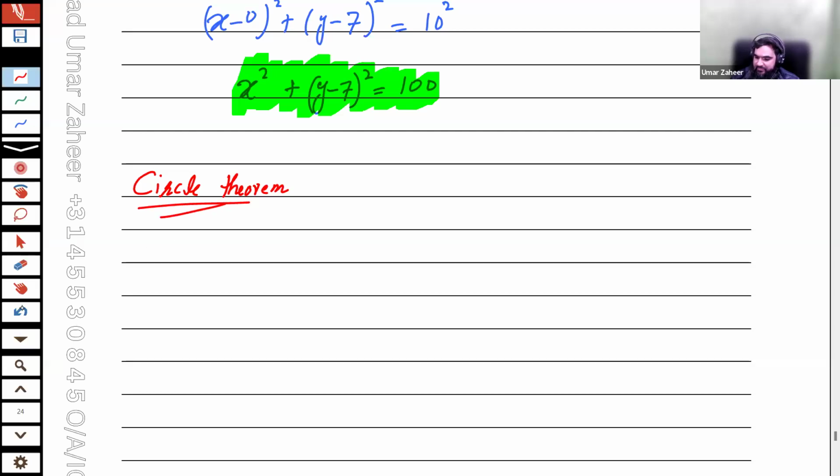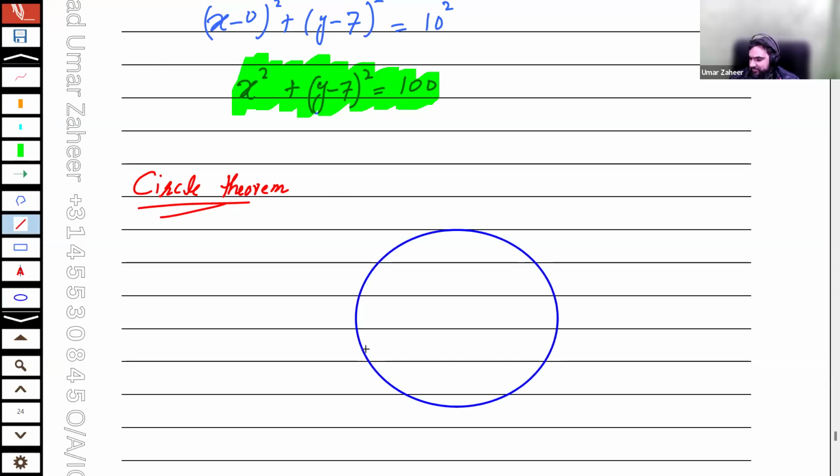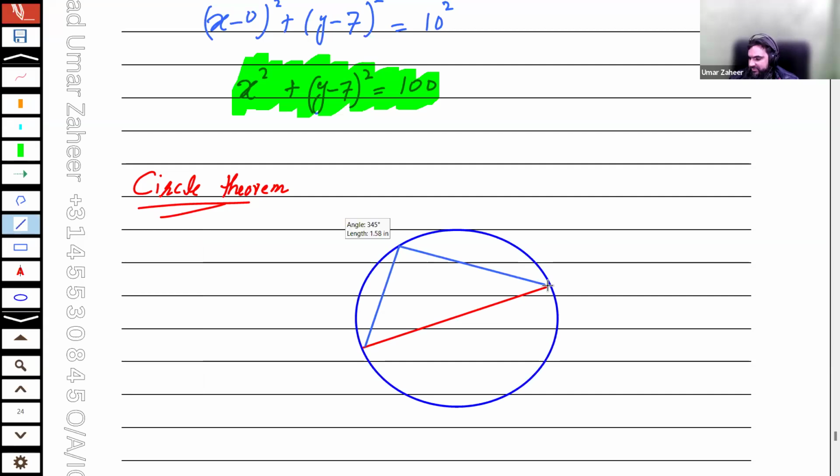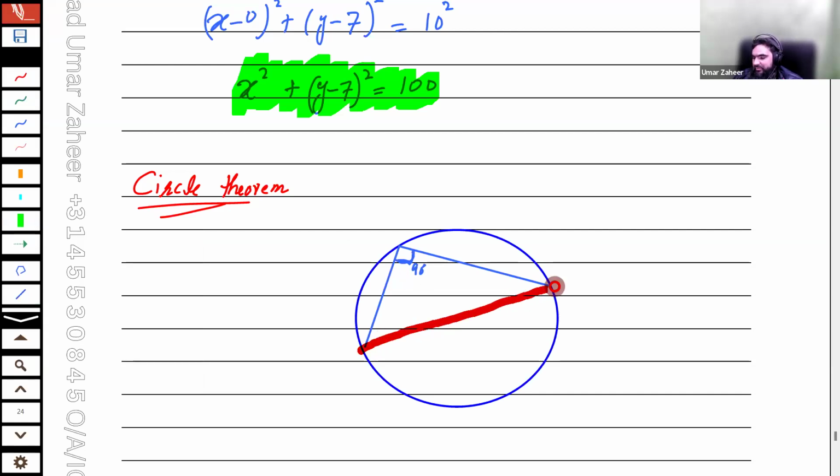He says that if you have a circle and there is a diameter, any angle that is subtended from the diameter on the circumference will always be 90 degrees, right? This is the property of a circle. If you make an angle from the diameter anywhere on the circumference, it can be here, here, here, anywhere on the circumference, it will always be 90 degrees.